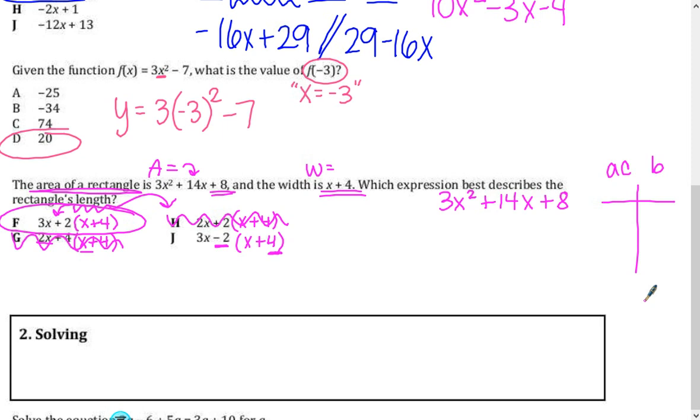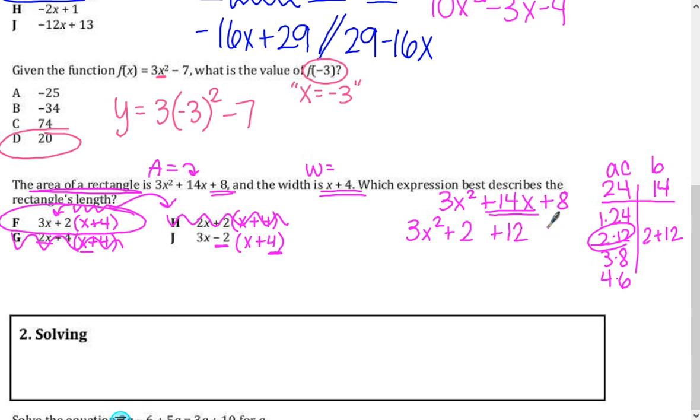Alright, so a times c would be 3 times 8, which is 24, and my b value is 14. I list out my factors of that number. Which of those has a chance of adding to 14? Well, 2 and 12, and they both get to be positive. So in this first step, remember we're replacing our b term. Most common mistake is one that I'm making right now. Did you catch it? What did I forget to add here with the 2 and the 12? Our x's. So don't forget that.